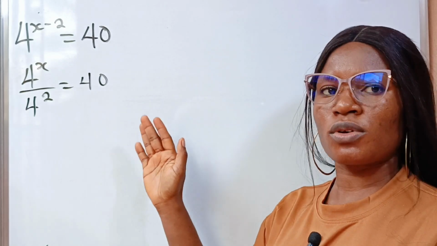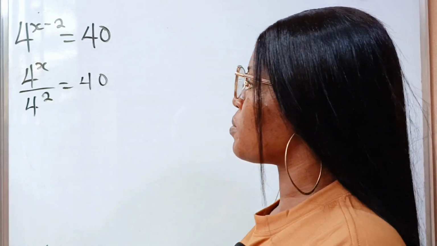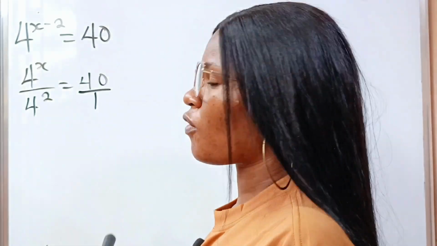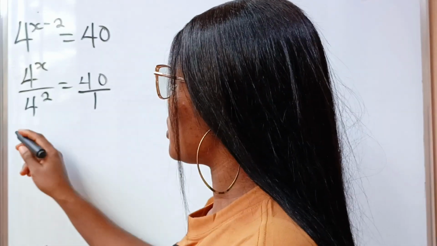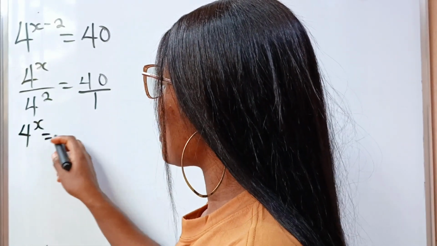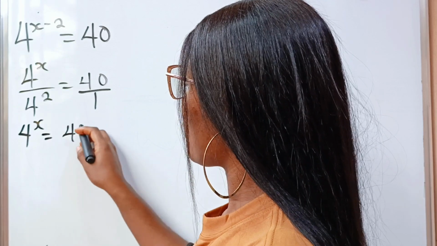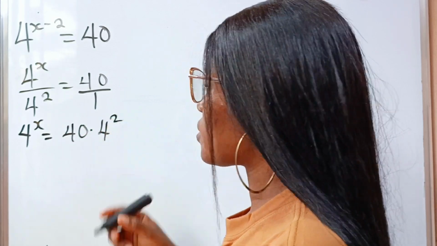Now let's cross multiply. If we cross multiply, we have, this is the same thing as 40 divided by 1. So we have 4 to the power of x times 1, which is still 4 to the power of x, is equal to 40 multiplied by 4 squared.